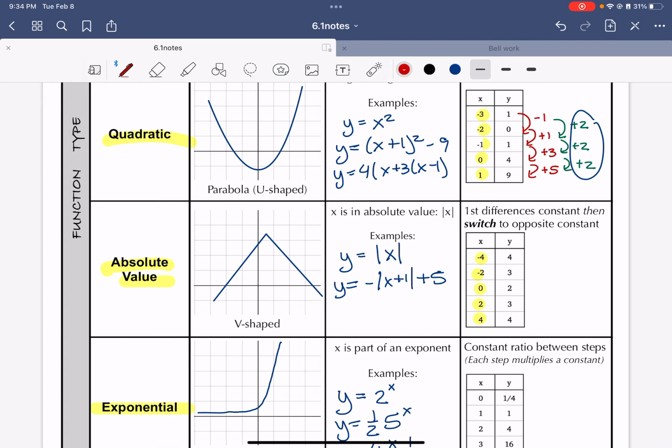All right, so from 4 to 3, I have to subtract 1. From 3 to 2, I have to subtract 1. From 2 to 3, I'm adding 1. And from 3 to 4, I'm adding 1.